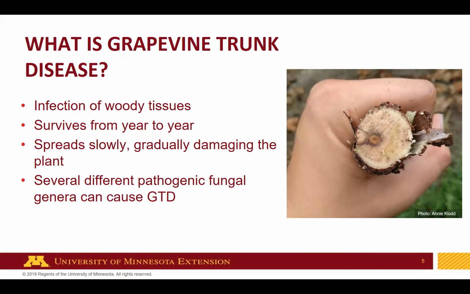The webinar that was put on in December 2018 gives a lot of detail about the biology and mechanisms behind trunk disease, so I'm not going to talk as much about that today, but just so we're all on the same page, grapevine trunk disease is a category of diseases that infects woody tissues. They survive from year to year, and they gradually spread through the vine. So they're gradually infecting the vines and damaging the plant as they spread. There are several different genera of pathogenic fungi that cause grapevine trunk disease. So when we say GTD, we're not just talking about Botryosphaeria, we're not just talking about Eutypa. It could be any number of genera that are causing these similar symptoms.